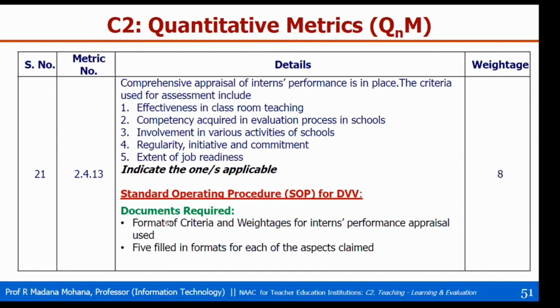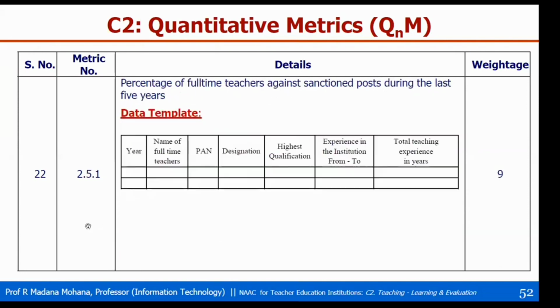The documents required for SOP: format of criteria and weightages for interns' performance appraisal, and 5 filled-in formats, at least 5 filled-in formats for each of the aspects claimed you have to provide. Then 2.5.1, this is related to faculty. Percentage of full-time teachers against sanctioned posts during the last 5 years, which carries 9 marks.